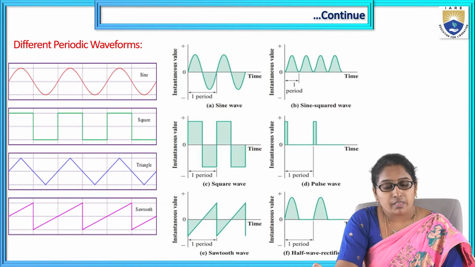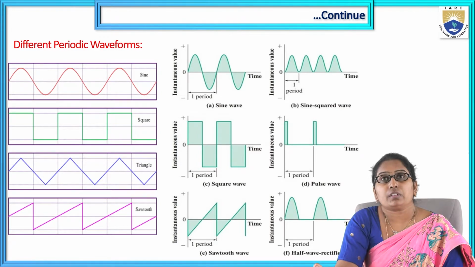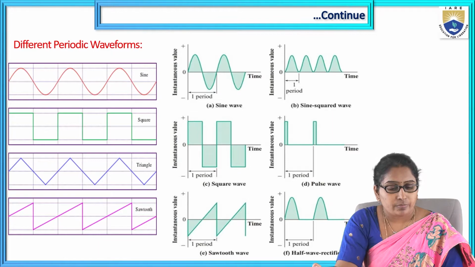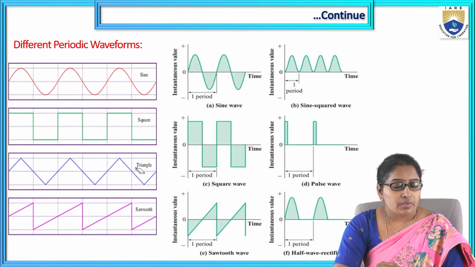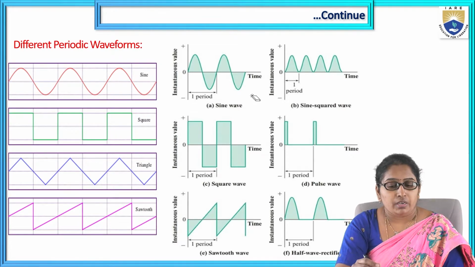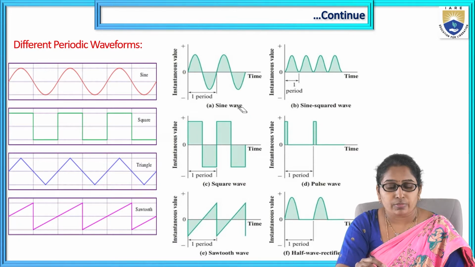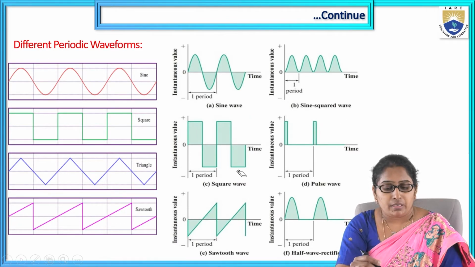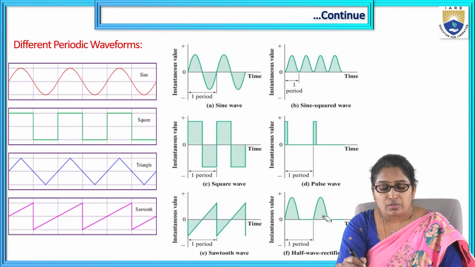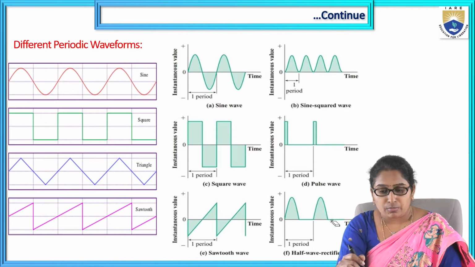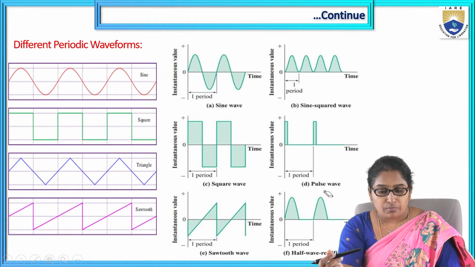Next, these are examples of different alternating signals: a sinusoidal signal, a square wave, a triangular wave, a sawtooth wave. Here also we have the sine wave, sine squared wave, square wave, pulse wave, sawtooth wave, and half wave rectified wave. These also come under different AC signals.